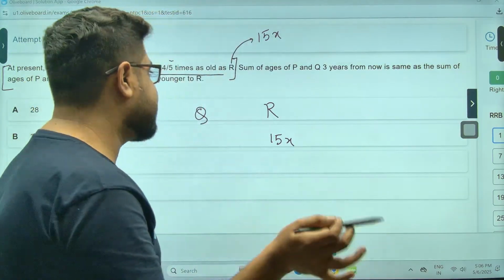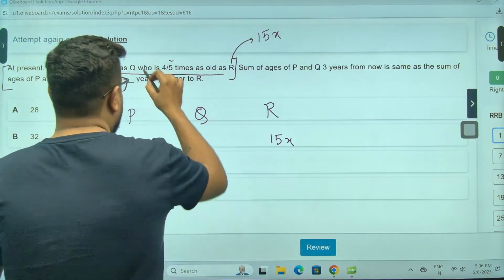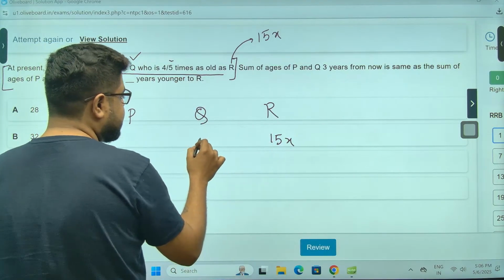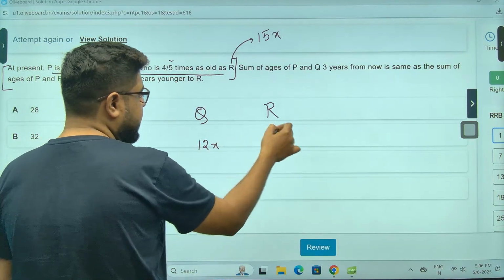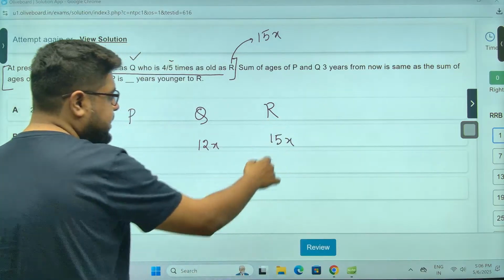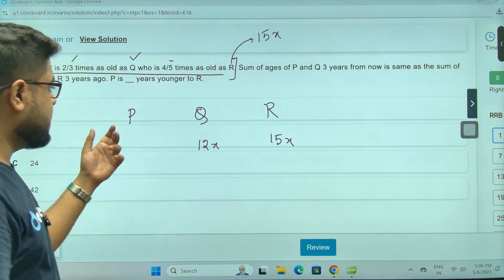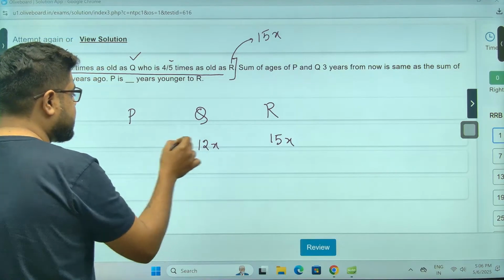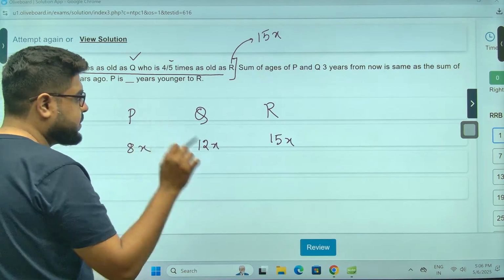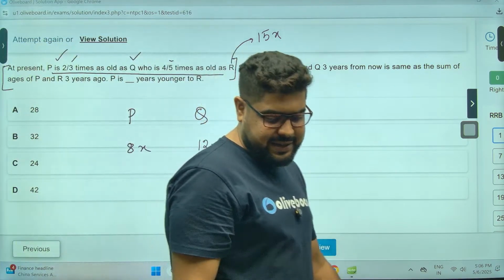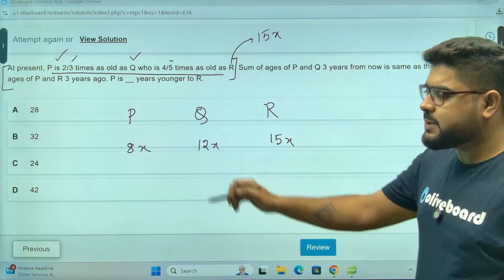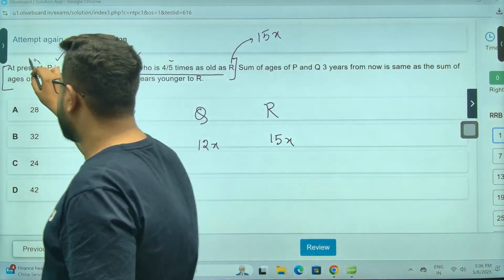That is the reason. Q is 4/5 of 15x. 4 by 5 of 15x is 12x. You see, 5 3s are 15, so 4 3s are 12. Now, P is 2/3 of 12x. 3 4s are 12, so it will be 8x. Done. So all three of their ages are present ages. They are talking about present.